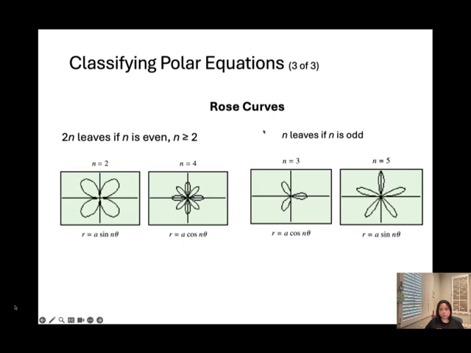And for the rose curve, when you have a sine or a cosine of n theta, with n equal to 2, 3, 4, 5 or above, that's talking about the rose curve. When n equals 2, you double it, so you have 4 petals. When n equals 4, you have 8 petals. But when n is odd, like 3 theta, you only have 3 petals. When n is 5, you only have 5 petals.